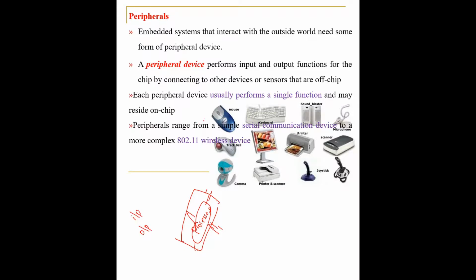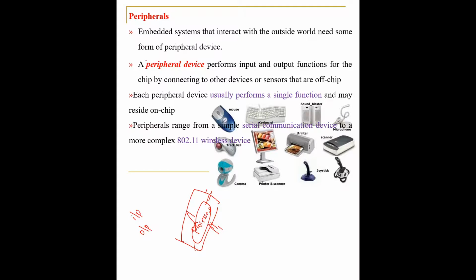Peripherals range from simple serial communication devices to more complex wireless devices. Whatever devices I have here, these are all the peripherals which make your embedded systems unique. These devices range from the smallest sensors to very complex wireless devices. Each peripheral device usually performs a single function and may reside on chip. It may be on the chip or it may be off the chip, depending on the user who is going to connect the peripherals. This is what concerns your peripherals.